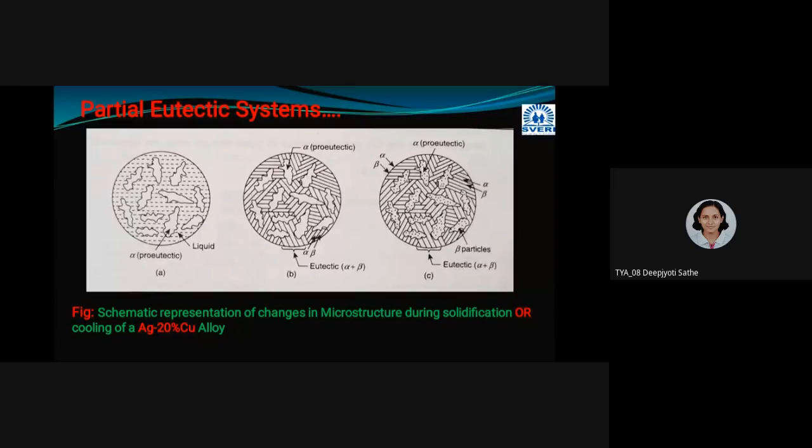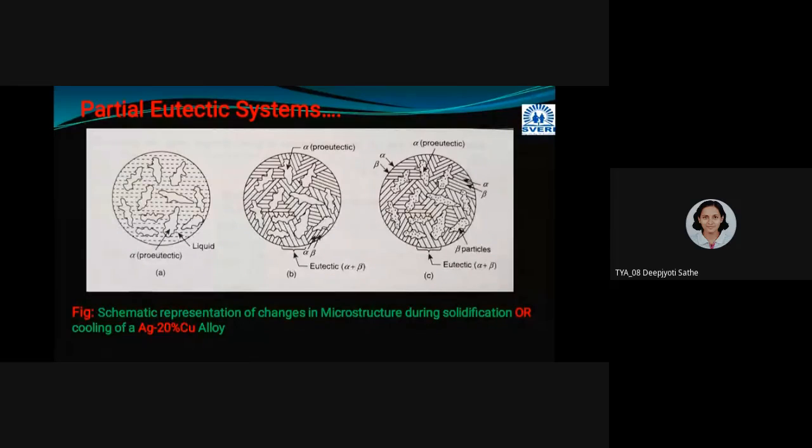Alpha plus beta. Whenever you observe this under the microscope, you will be able to see some line-like structure, with vertical and horizontal morphology. That mixture will be termed alpha plus beta, the eutectic mixture. Now in diagram C, below point 3, in this region 3 to 4, what will happen?